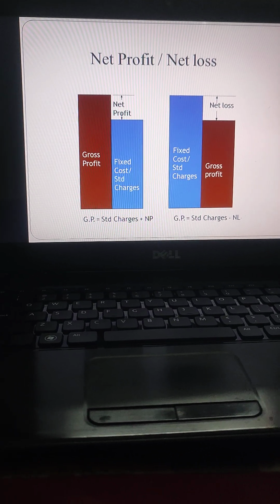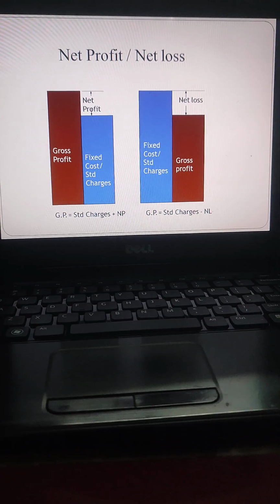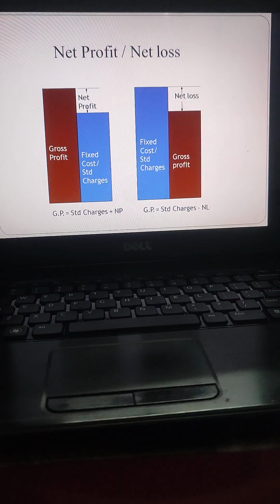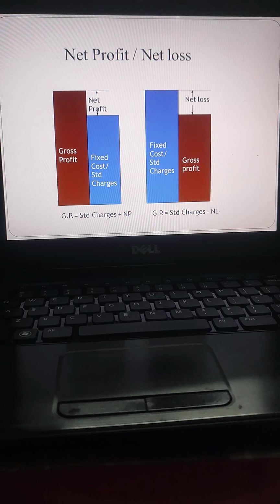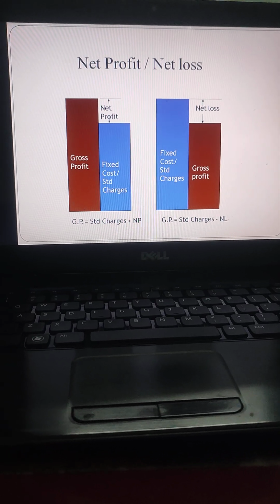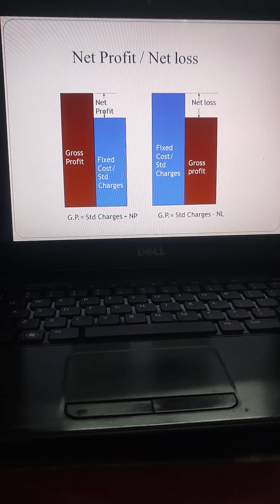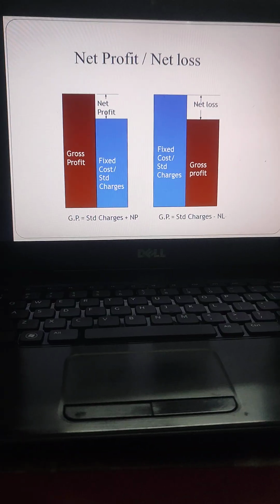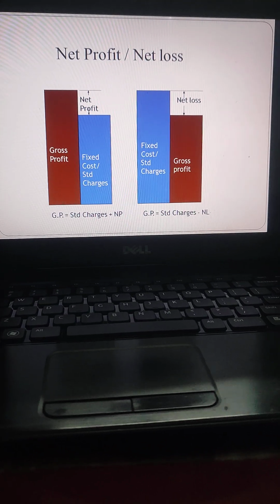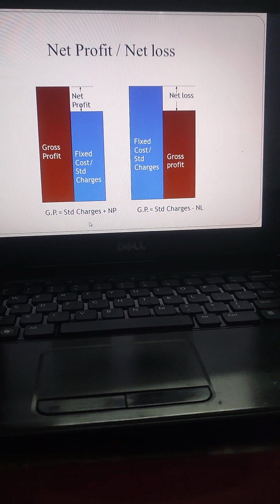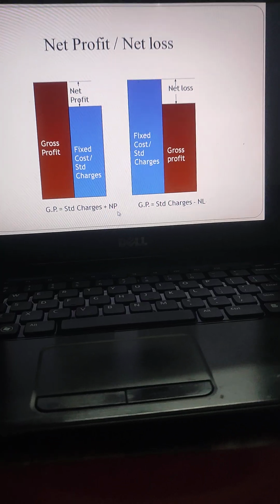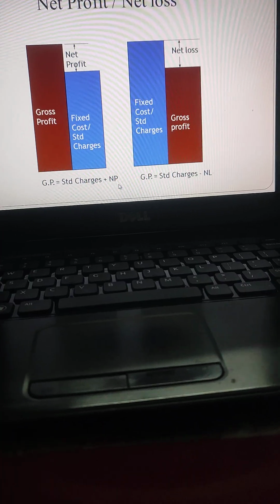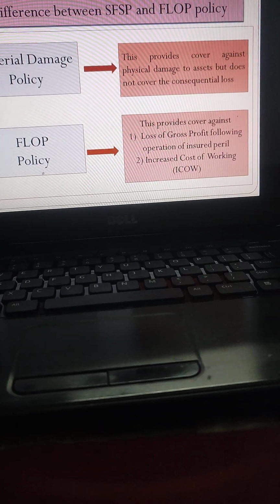This is the case of the net profit and net loss, where the gross profit is more than the fixed cost and standard charges. The remaining portion is called net profit. And where fixed cost and standard charges are higher than the gross profit, this is a case of net loss. So gross profit stands for standard charges plus net profit, while the gross profit is equal to standard charges plus net loss.